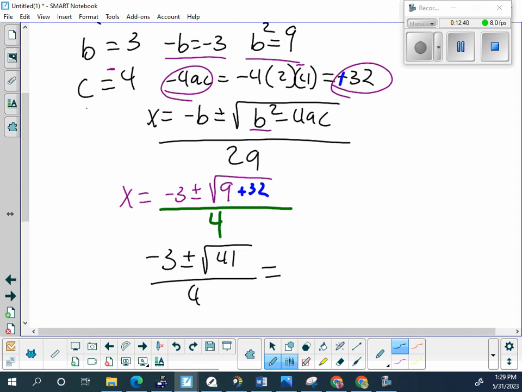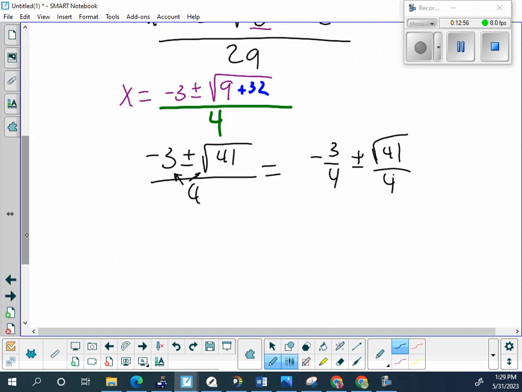You could write this like they have it, negative 3/4. They just split this up. We put the 4 here and the 4 here, plus or minus radical 41 over 4. Or you could figure it out as a decimal and get 2 answers. I'll accept either one. Again, you have to show work for this.